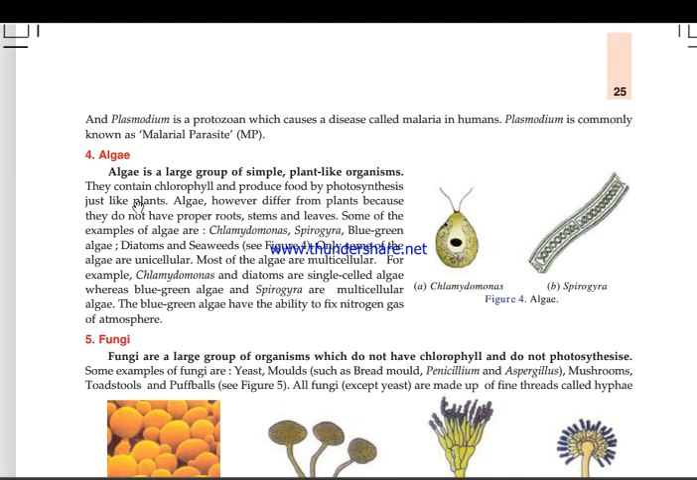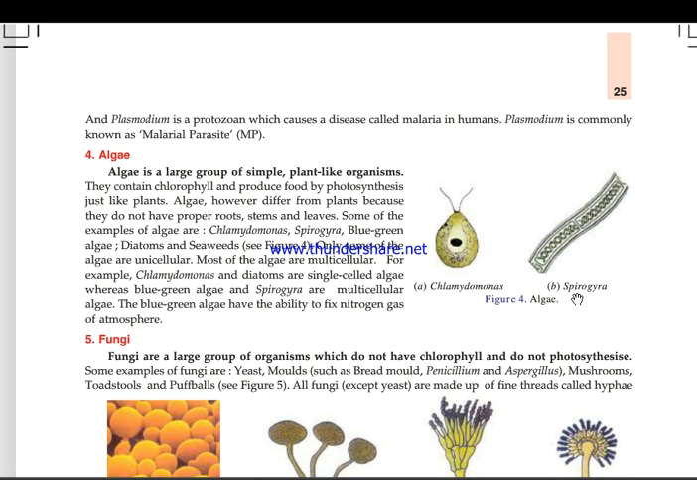Another topic is algae. Algae are also microorganisms, but these are plants. Some of the algae are Chlamydomonas and Spirogyra, and they make their food because they contain chlorophyll. If any plant contains chlorophyll, it makes its own food by the process of photosynthesis. Even so, they differ in some manner from other plants because they do not have proper roots, stems and leaves. In algae, we cannot differentiate where their roots, stems and leaves are.